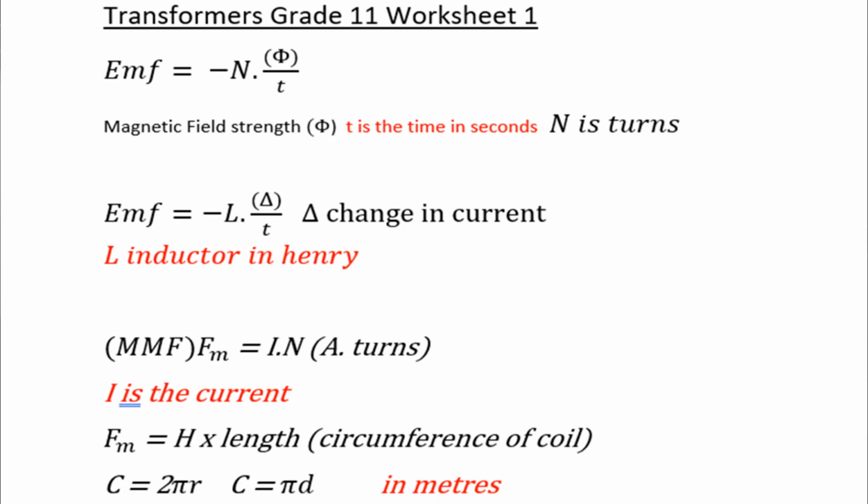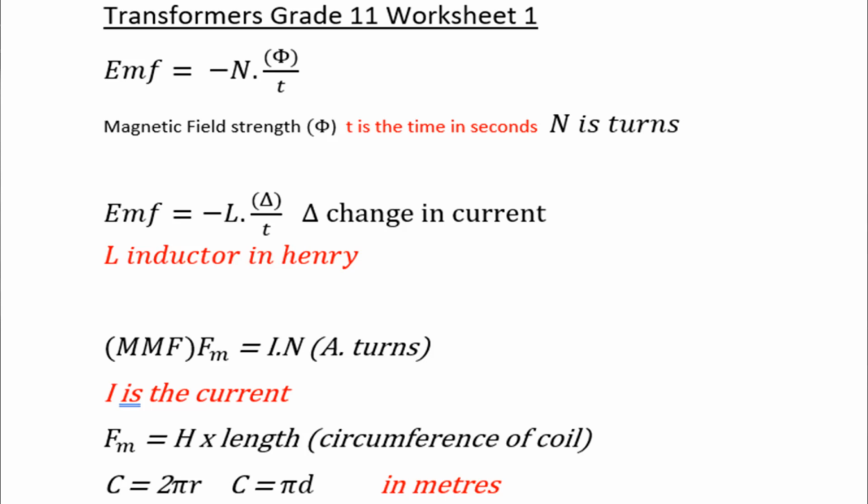In this video, we are recording grade 11 worksheet number 1. So what does EMF stand for? EMF stands for electromotive force, and the N is the number of turns, and this sign with a circle and a line through it is the magnetic field strength, and the T is the time.